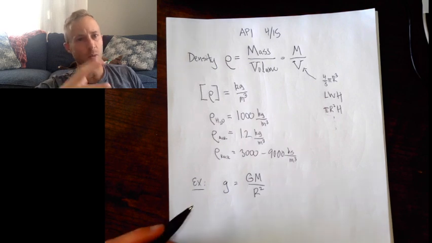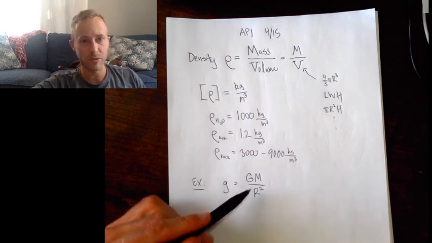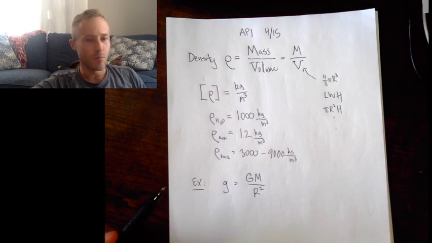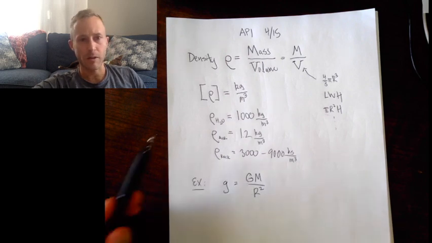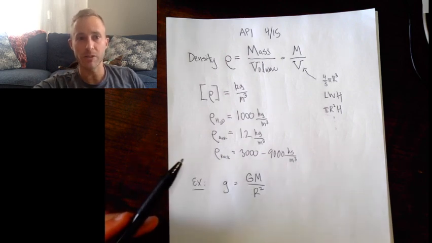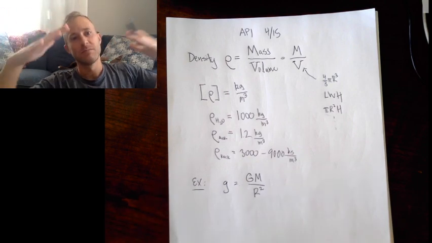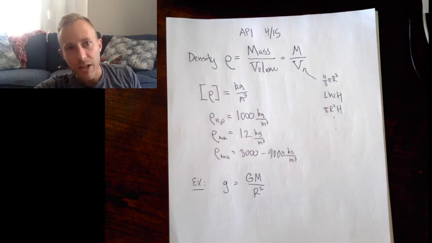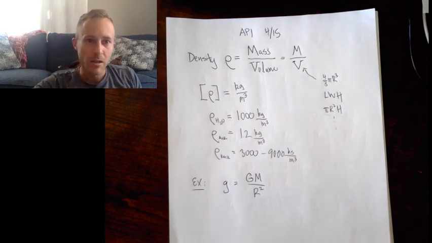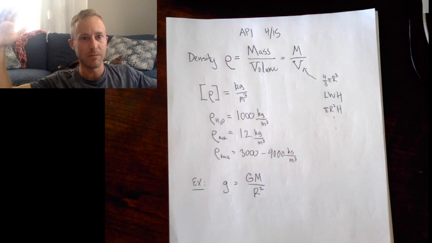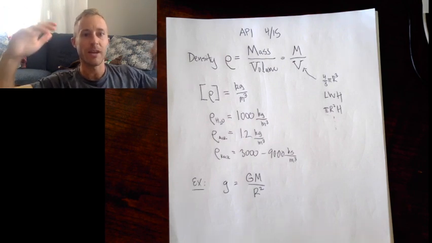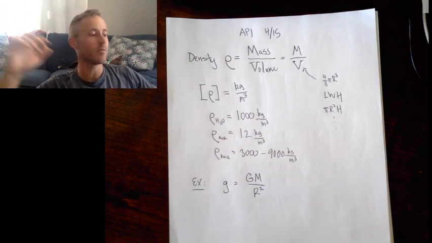So if we want to know what's going to happen when we make the planet bigger, we should probably write it in terms of density. Because if we add more layers of rock, all the rock has the same density, right? So we're not changing the density, but we are changing the radius. And we're changing the mass by making the planet bigger.